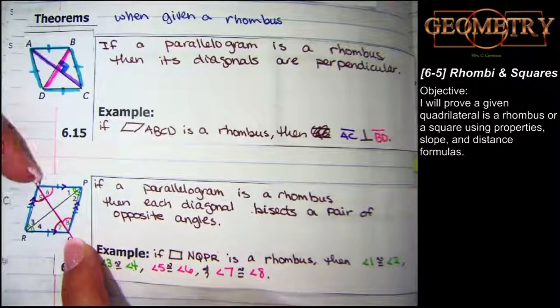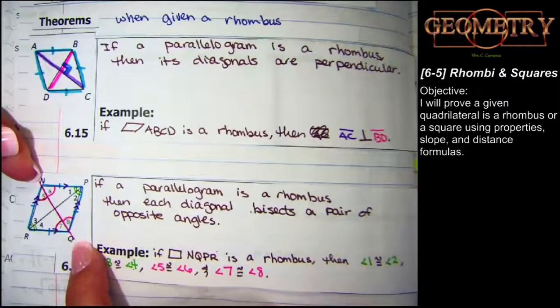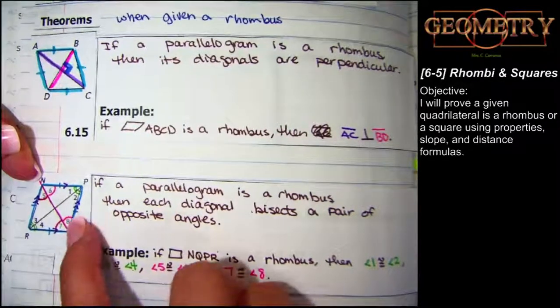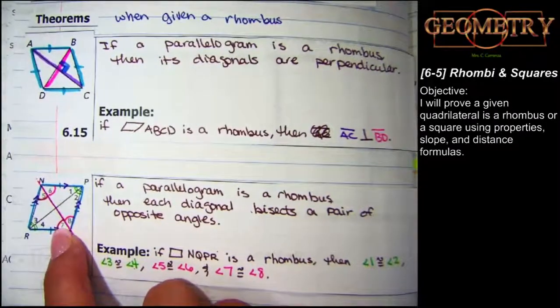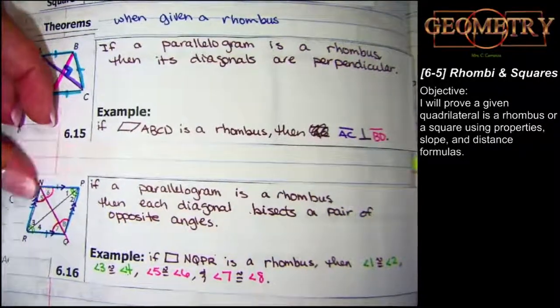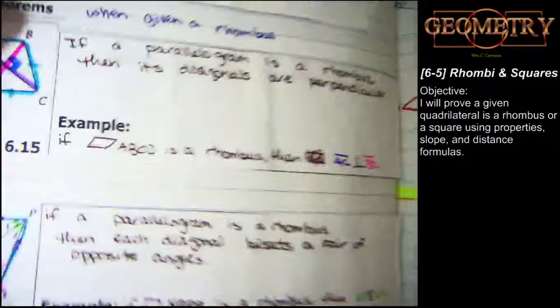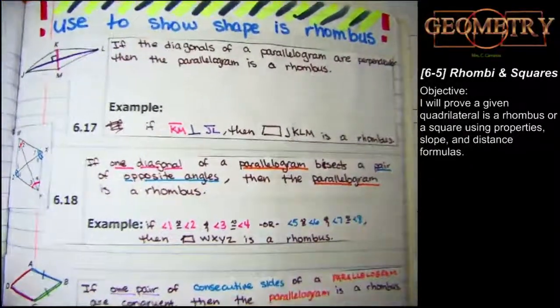Since it's a parallelogram, these two big angles here at N and Q are already congruent. But because this is a rhombus, this diagonal is going to split this angle Q into this piece and this piece, which will be congruent. And this piece and this piece. And all four of those things are congruent to each other. Okay? Yes? Good.